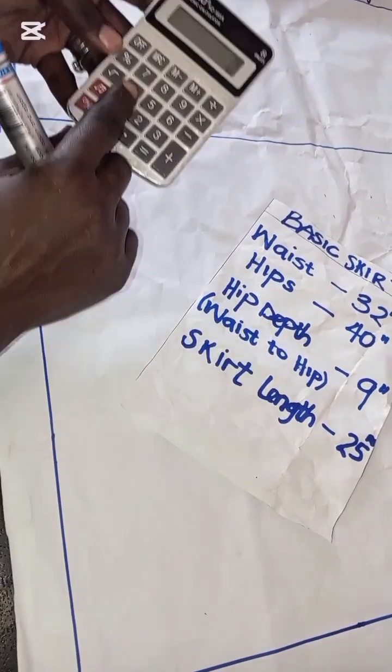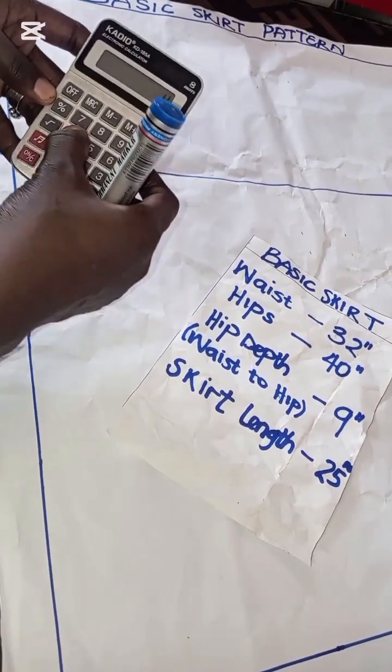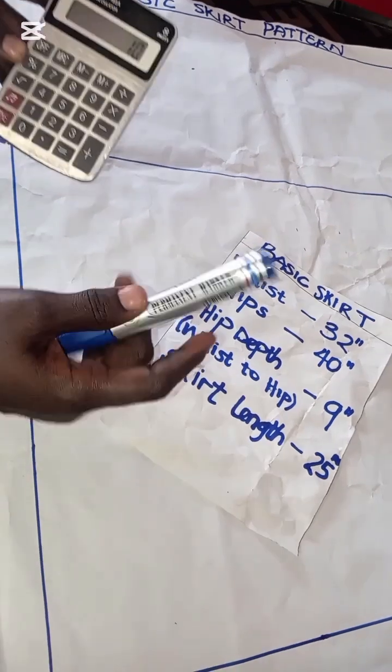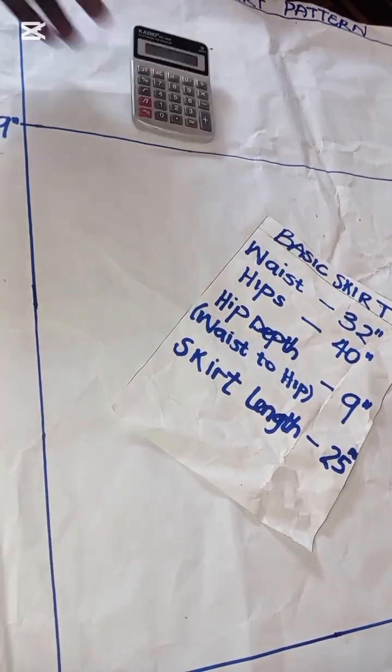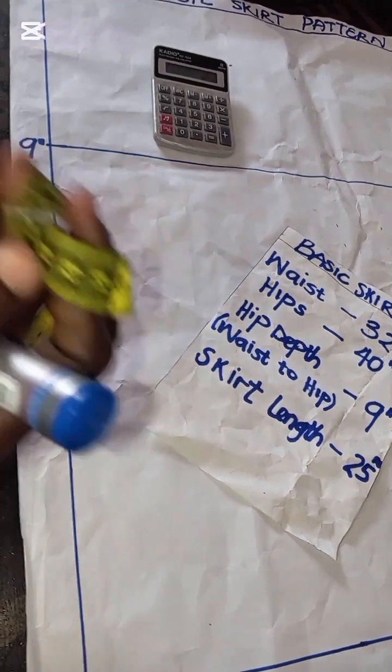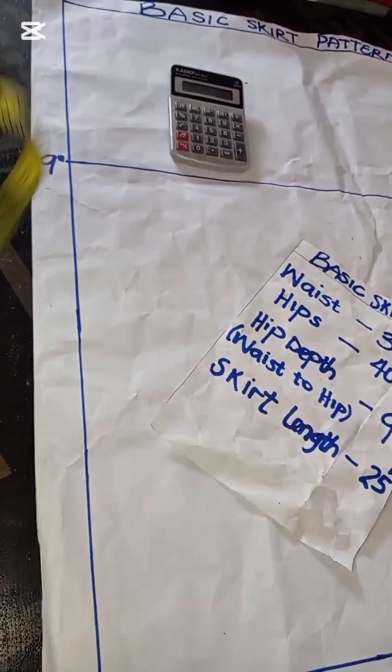So the hip of 40 inches, we are going to do 40 divided by 4. So we have 10 inches. We are going to add 0.25 inches to it. That 0.25 is the ease. We don't want it too fitted. We need a little room to breathe. So that 0.25 is the ease.